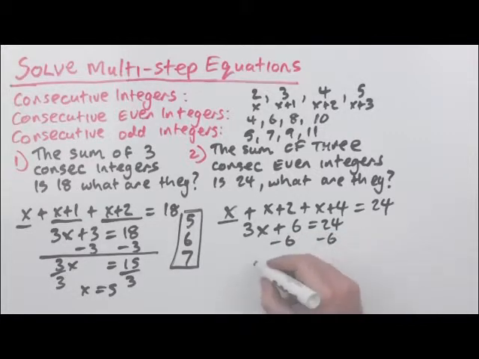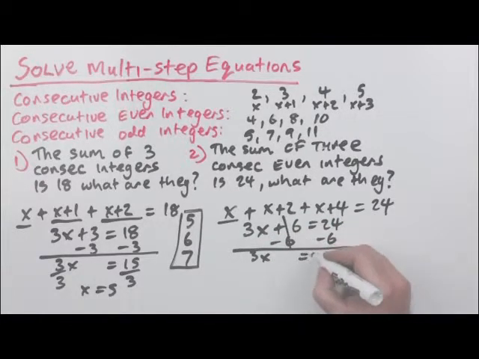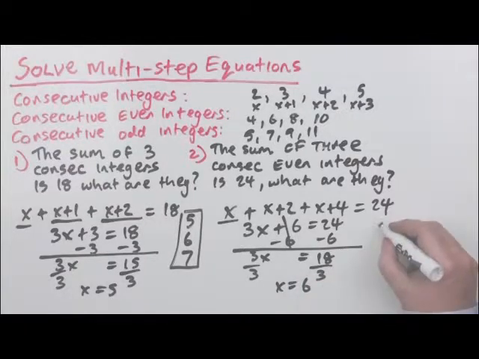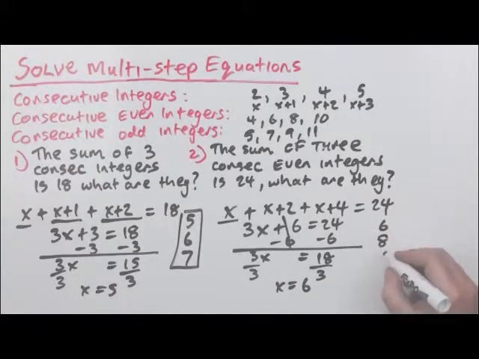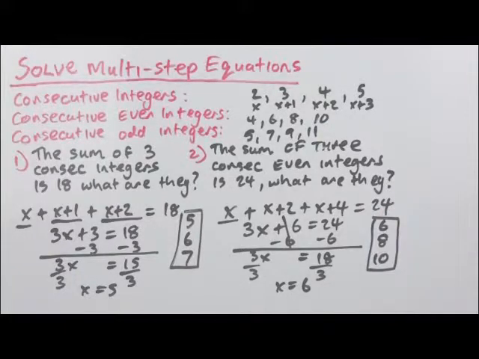Of course, I subtract 6 from both sides, so that's 3x. I draw a line, so that cancels out, is equal to 18. Divide by 3, so x is equal to 6. So the first number is 6. Because they're even, then it goes 8 and 10. That's 3 consecutive even integers that add to 24.